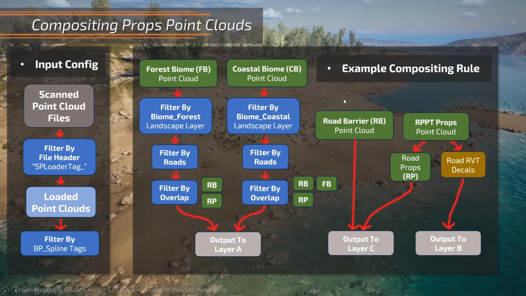As for the road props, we're basically going to assign those to a different layer. Specifically, the road barriers are going to be added to output C, and the road props over here are going to be also added to output C, but the decals are being split out into output B. So even though they come from the same point cloud, we're splitting them up into different outputs so they can be fed to the correct PCG layer.